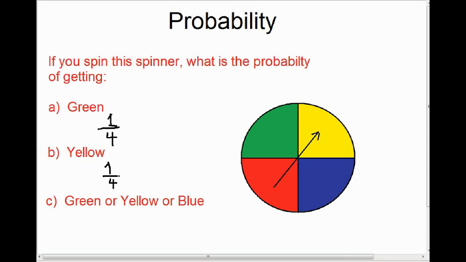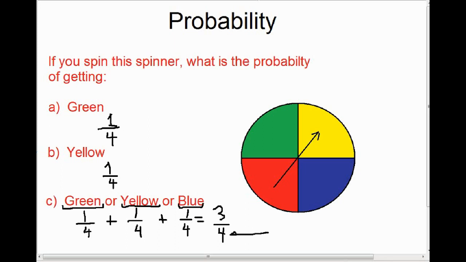Now, if we want to get green or yellow or blue, well, as we just discussed, one way to do it is take the probability of each one. So the probability of getting green is 1 out of 4. The probability of getting yellow is 1 out of 4. And the probability of getting blue is 1 out of 4. So to figure out the probability of green or yellow or blue, we add those 3 probabilities together. And the probability of getting green or yellow or blue is 3 out of 4. And we can also see that it's 3 out of 4 because there's 3 favorable outcomes, 3 things that we want to get out of 4 total possible outcomes. So once again here we can see that in probability, when you see that word or, you're adding the probability of the individual favorable outcomes.